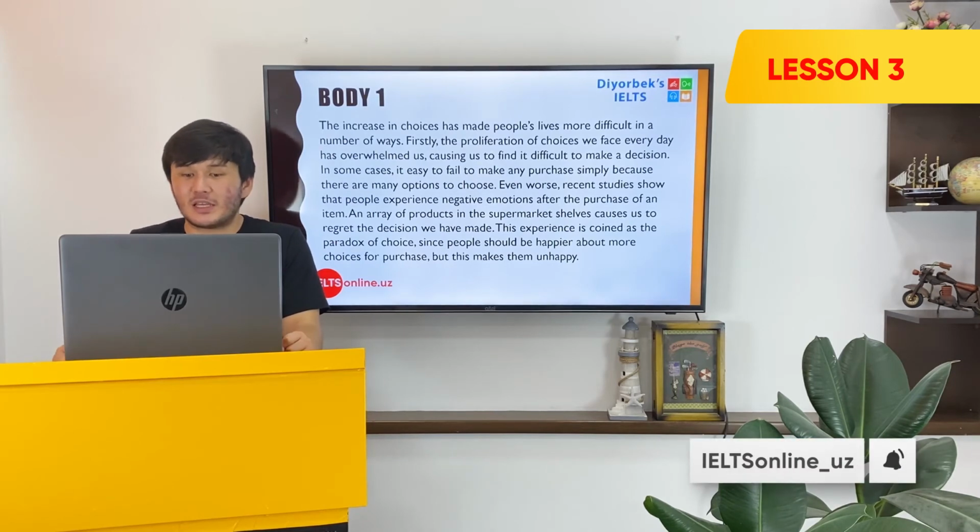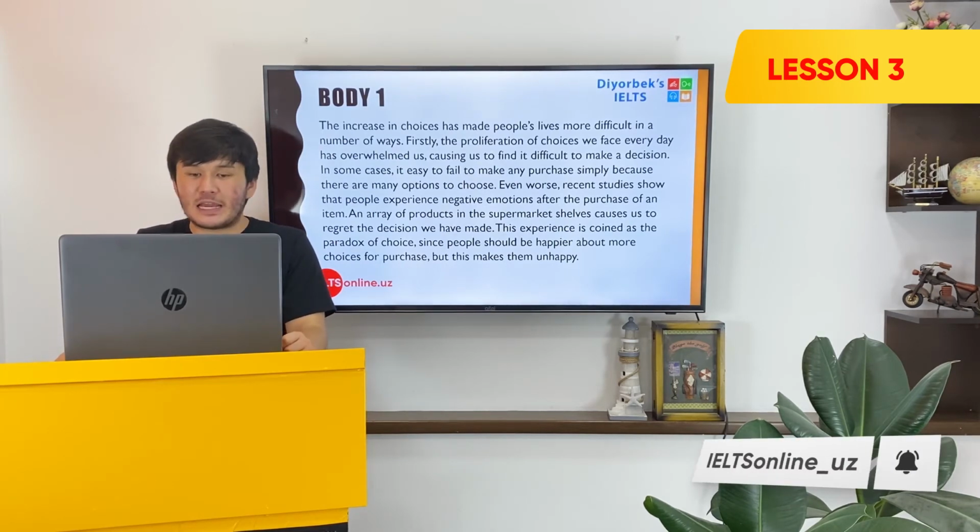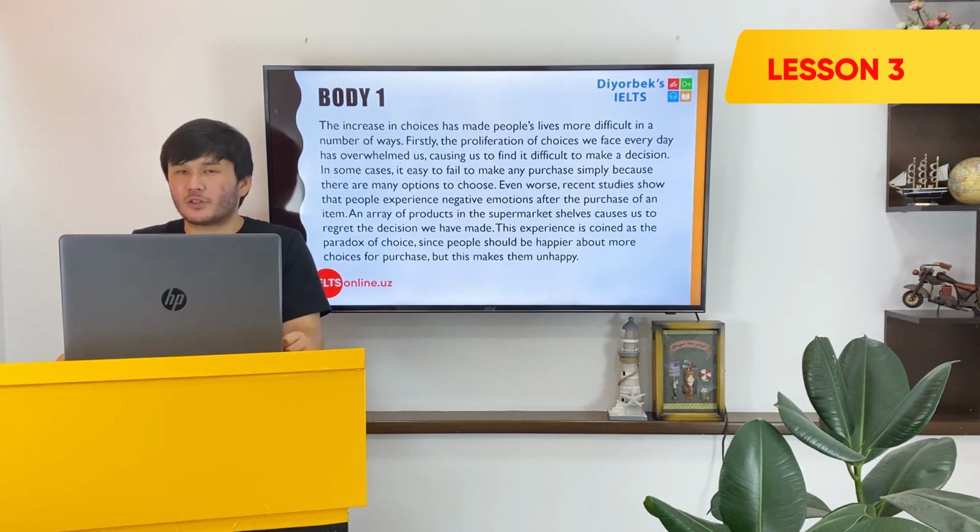Even worse, recent studies have shown that people experience negative emotions after the purchase of an item. All right, we will explain how they experience negative emotions. An array of products on the supermarket shelves causes us to regret the decision we've made. This experience is termed the paradox of choice, since people should be happier about more choice for purchase, but this makes them unhappy. So we are now telling that people experience negative emotions after the purchase of a product. So this is actually termed the paradox of choice.